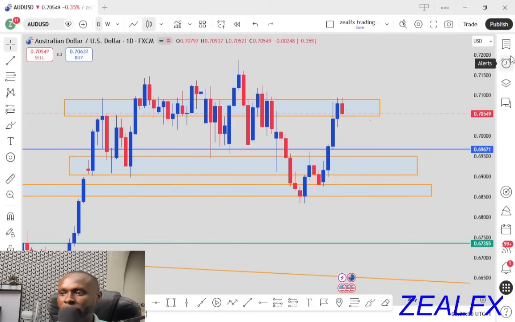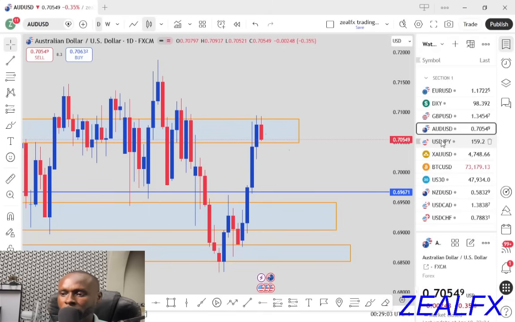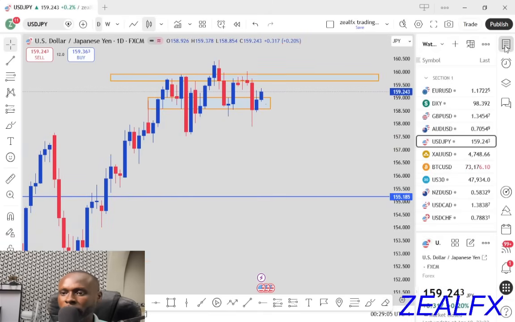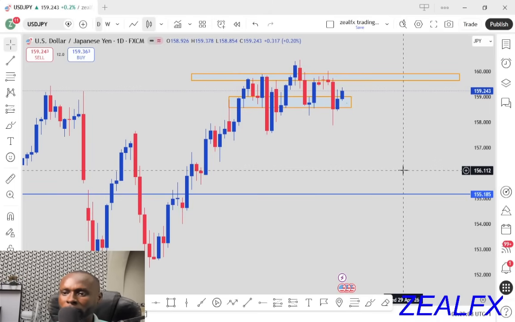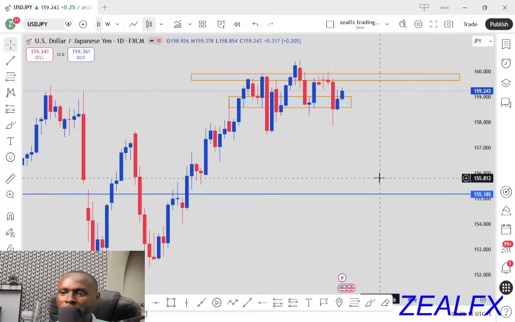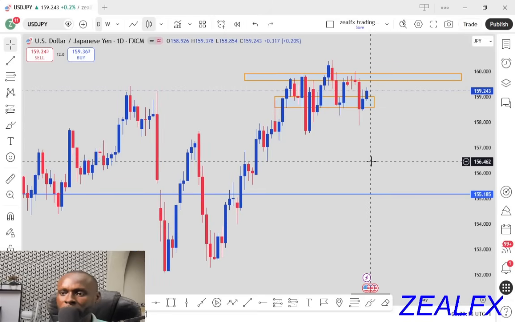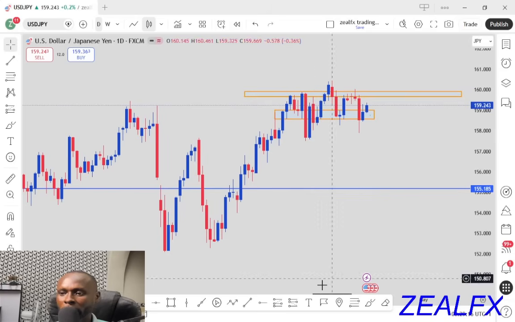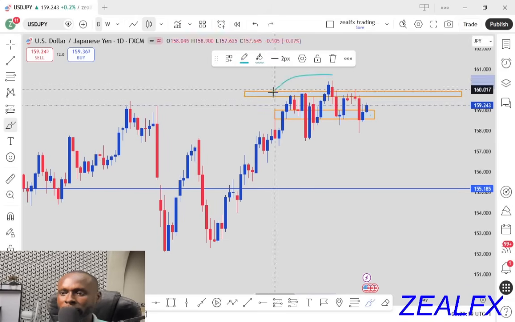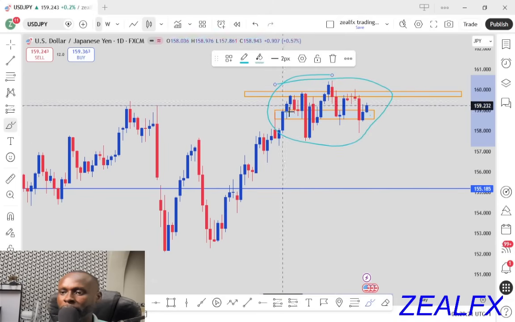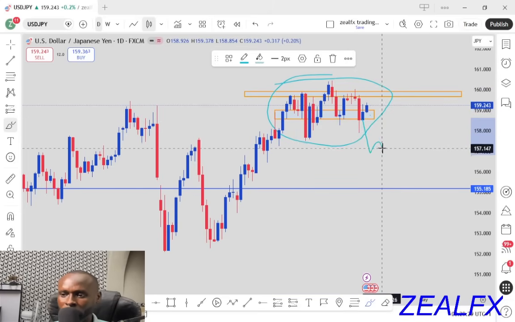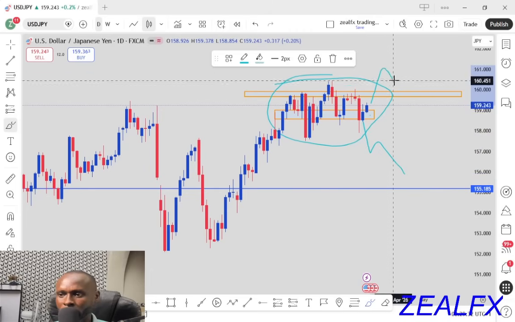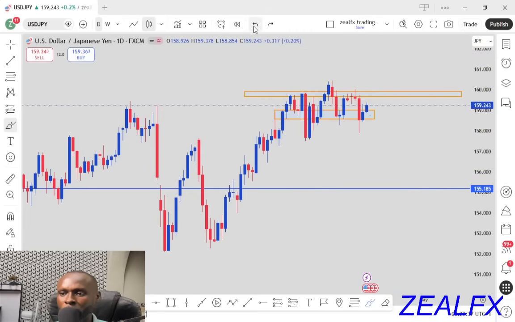So let's look at our next pair, which is the USDJPY. On my daily chart, we can clearly see that price still remains in a range. We can see we have price still closing inside this circle. So we need price to break out of this level before making any major big move on the USDJPY. So once we see a break low, we start looking for major sell. Then once we see a break high, we start looking for major buy. So for now, we don't have clear direction on the daily chart.